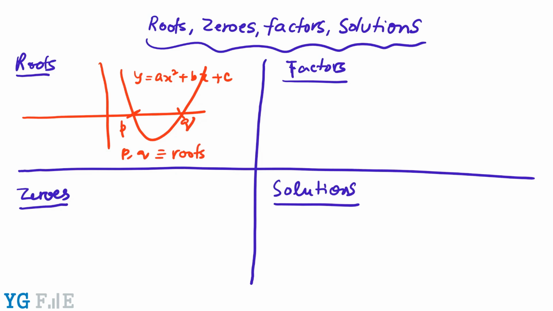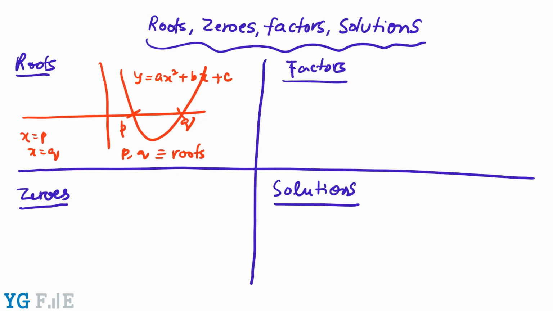We call them roots because when the quadratic function intersects the x-axis, the y coordinate is 0 at the points x is equal to P and x is equal to Q. So we call x is equal to P and x is equal to Q the roots of the quadratic function. What is zeros?